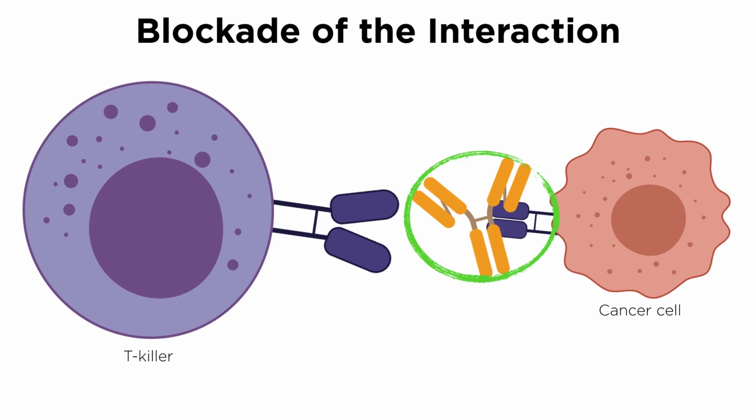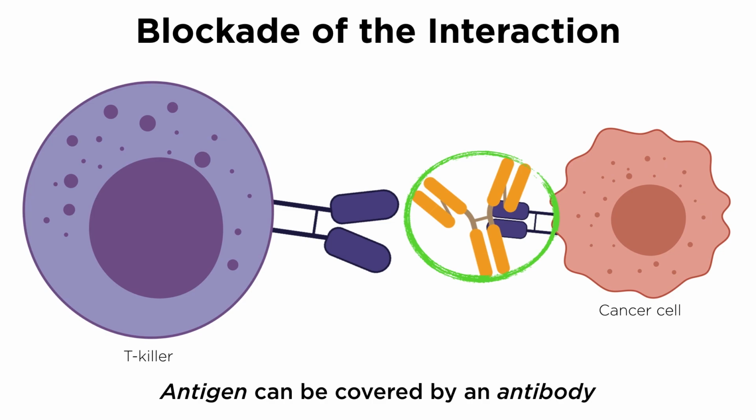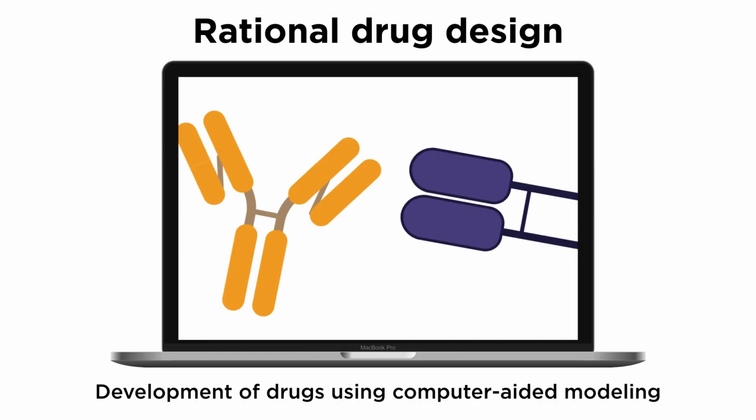But what can we as researchers do in order to prevent this interaction? Well, we can cover the cancer cell's receptor with an antibody, for example. It's a molecule that can be produced by our immune system and can relatively easily be produced by humans. And receptors to which antibodies bind are called antigens. So there exists a lot of ways of developing a drug nowadays, one of which is called rational drug design. It's a form of development of drugs that uses computer-aided modeling.